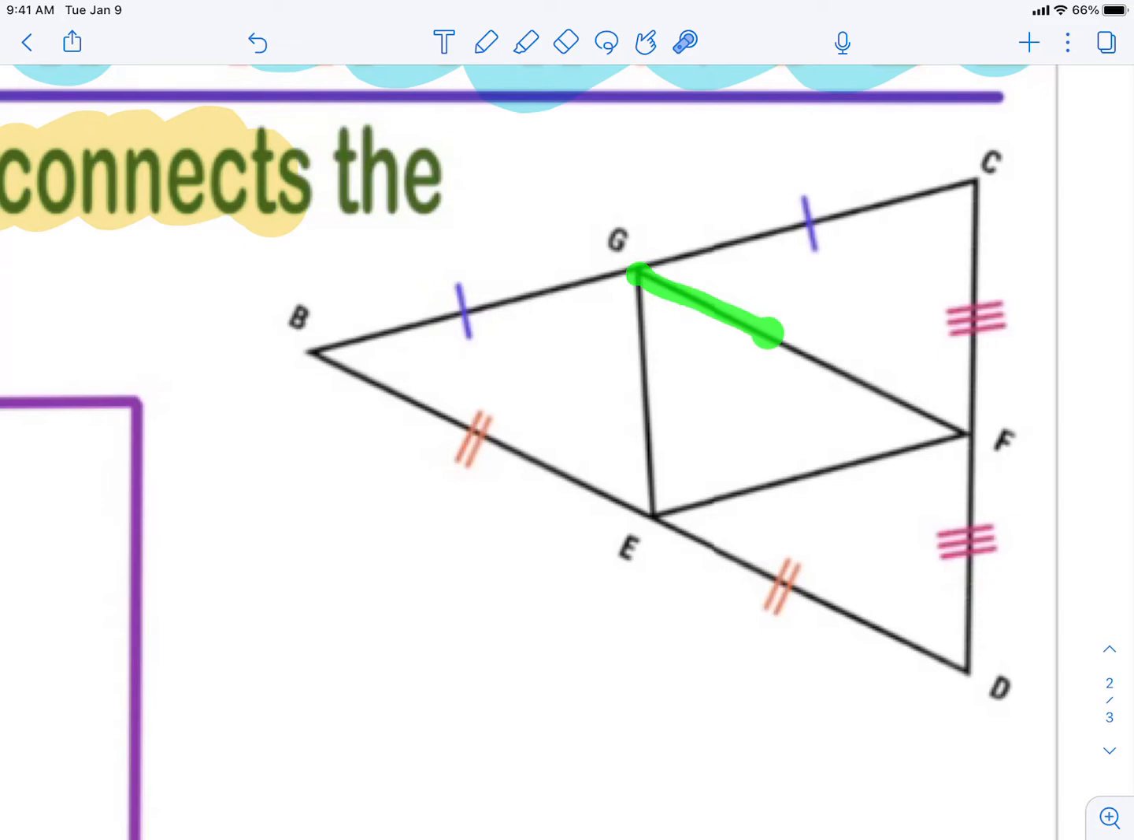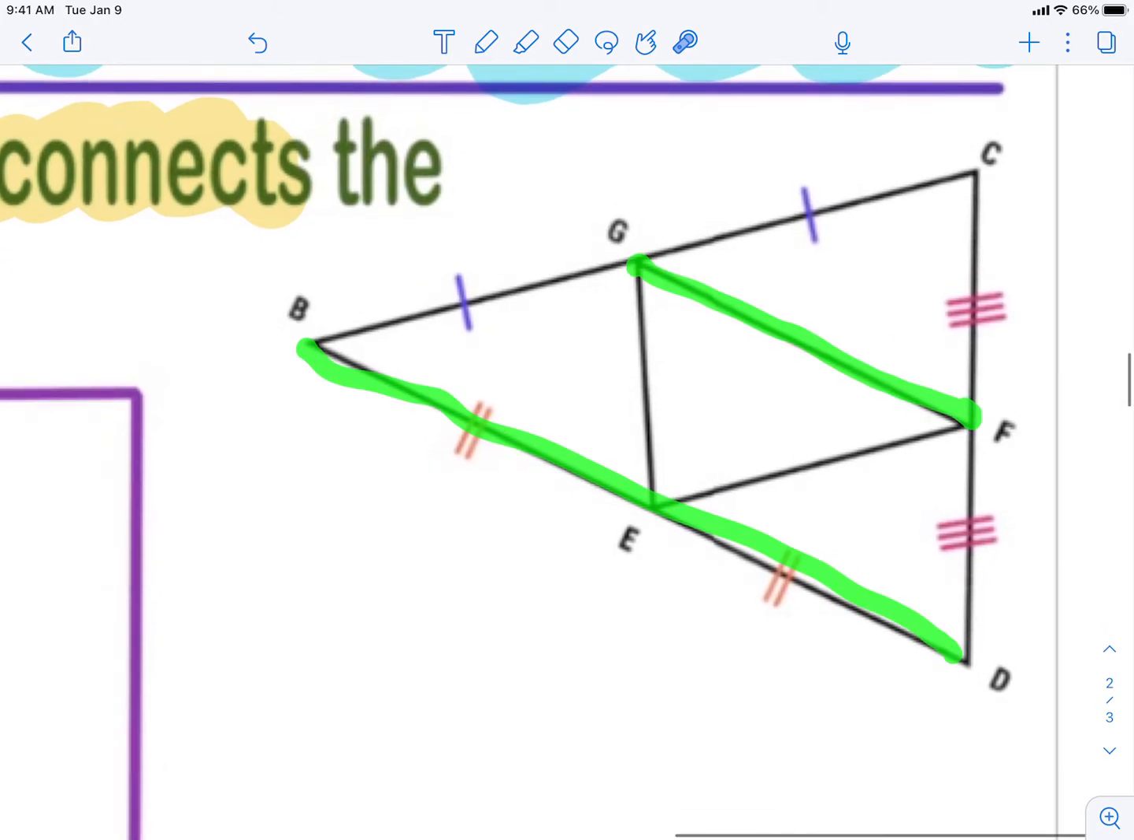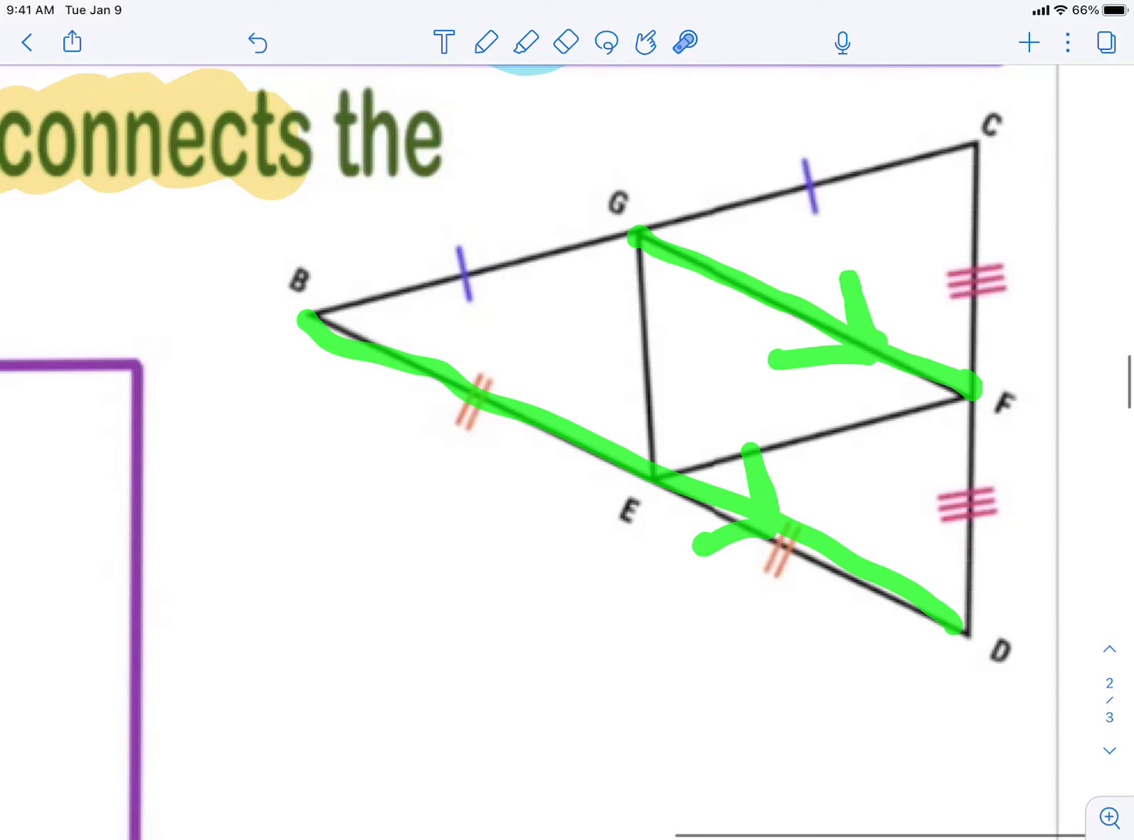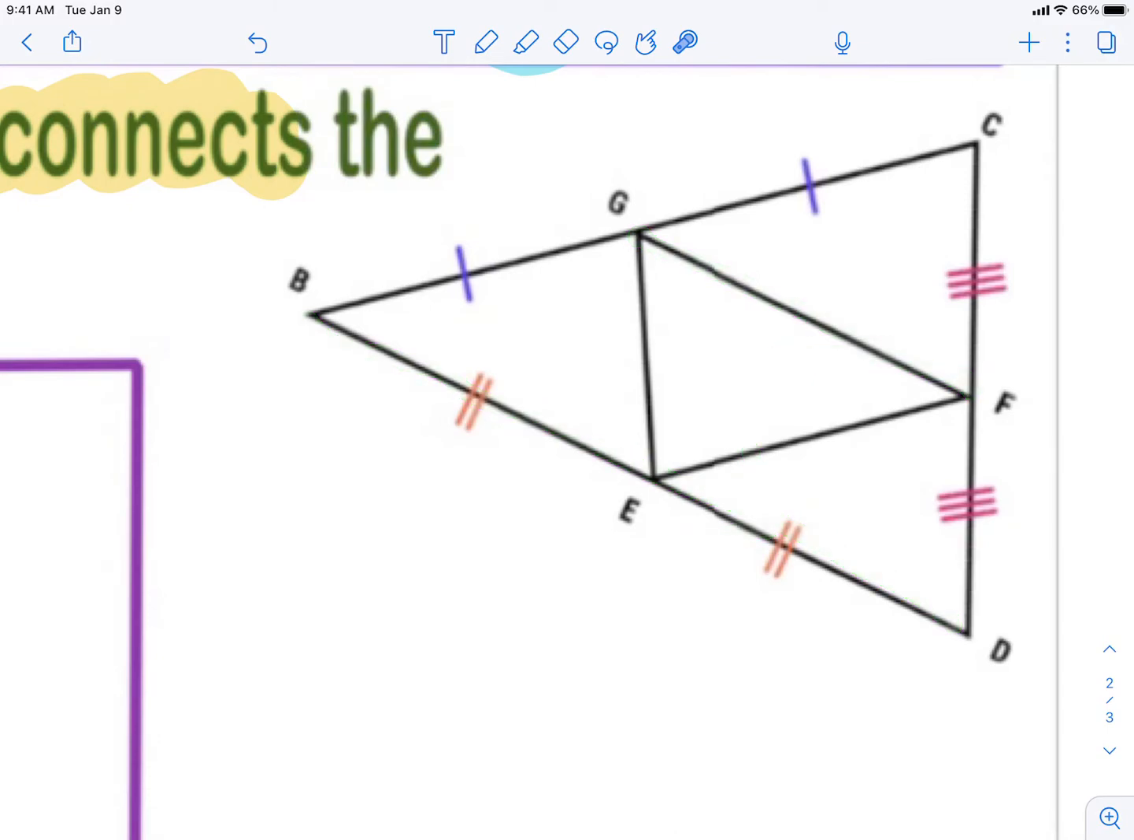Finally, I have G to F, and you can probably guess now which segment is parallel to G to F. Yep, B to D. That means that GF and BD will never cross. If those two lines went on forever, they would never intersect. So it creates three pairs of parallel lines. But it also creates a special relationship between those three pairs of lines.